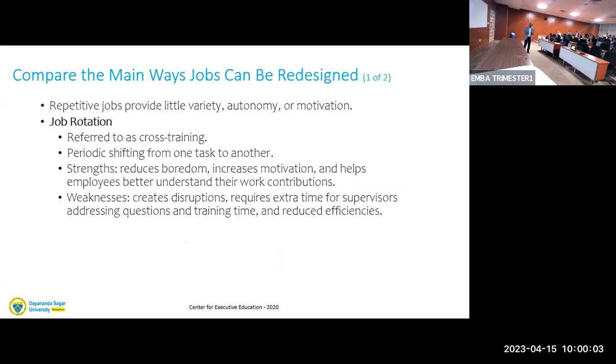So some of the ways in which you can bring these motivational theories to the workplace are: repetitive jobs provide little variety, autonomy, or motivation. And one of the ways of addressing it, as our friend here said, is job rotation. What is job rotation? Giving different types of tasks. So also you can move them through different job roles. For example, in a hotel, if somebody is taking care of housekeeping, can they be moved to the reception area?